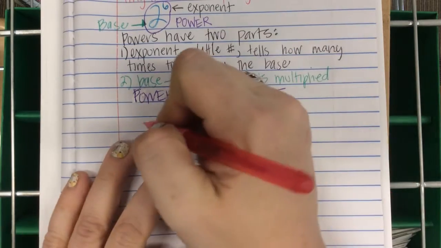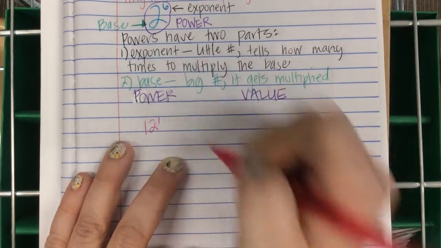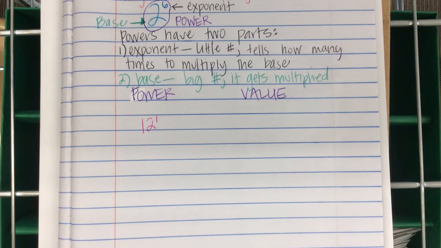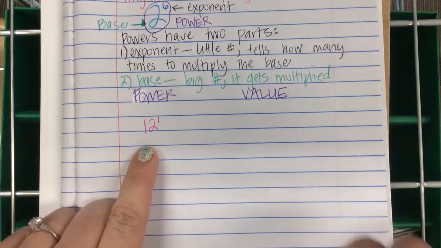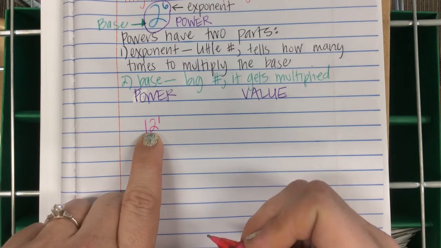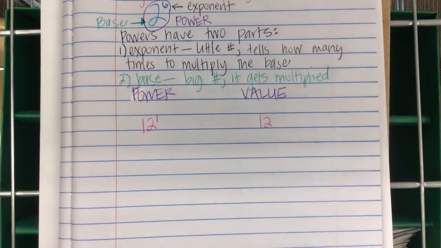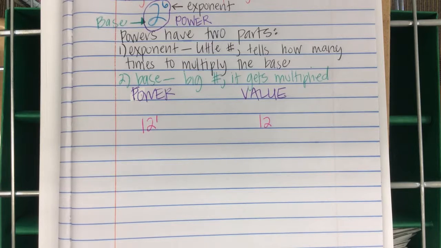All right, let's talk. What if you saw 12 to the first power? What does that mean? It means 12 how many times? So it just means 12. Anything to the power of 1, does it change anything? No, it just means it's that number once. Not times 1, technically. It's just that number once.